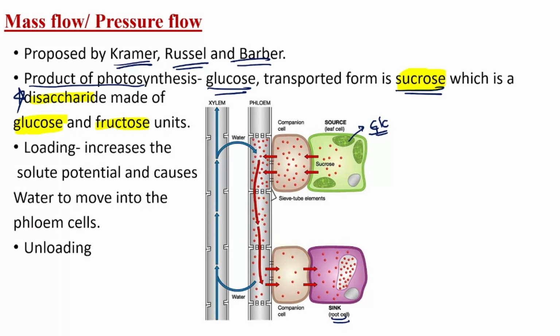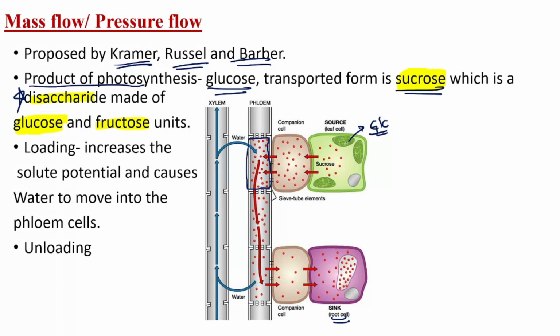See, in the source, that is leaf cell. Now if you see here, this is phloem. These are the sieve cells. Each one is a sieve cell. The sieve cells are connected to each other and that forms a sieve tube. The sieve tubes are separated by sieve plates that allow the movement to take place in this way. And you have plasmodesmatal connections, and this is the companion cell.